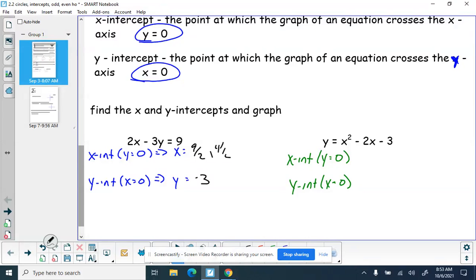Okay, once again, x equals 0. This goes bye-bye. I have negative 3y equal to 9. Divide both sides by negative 3. Next one, x-intercept, y equals 0. Callie, what do you come down to?